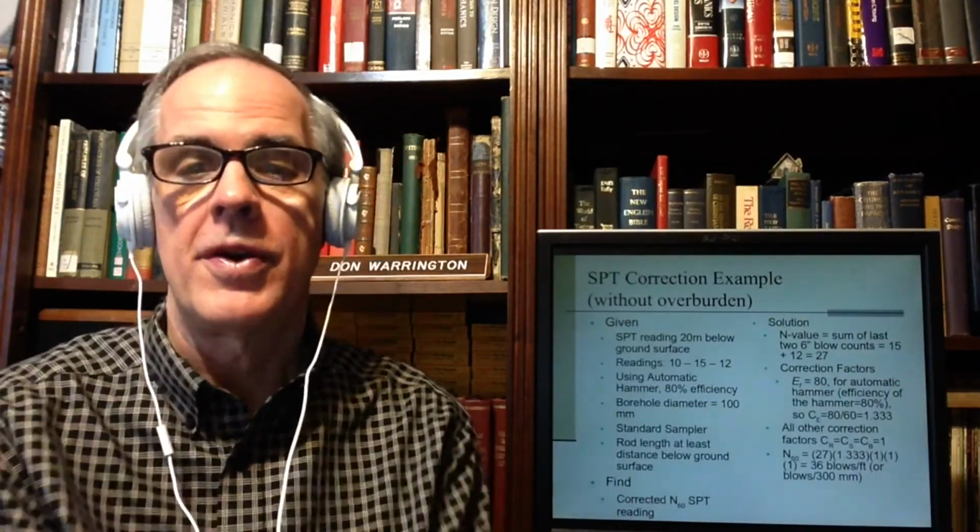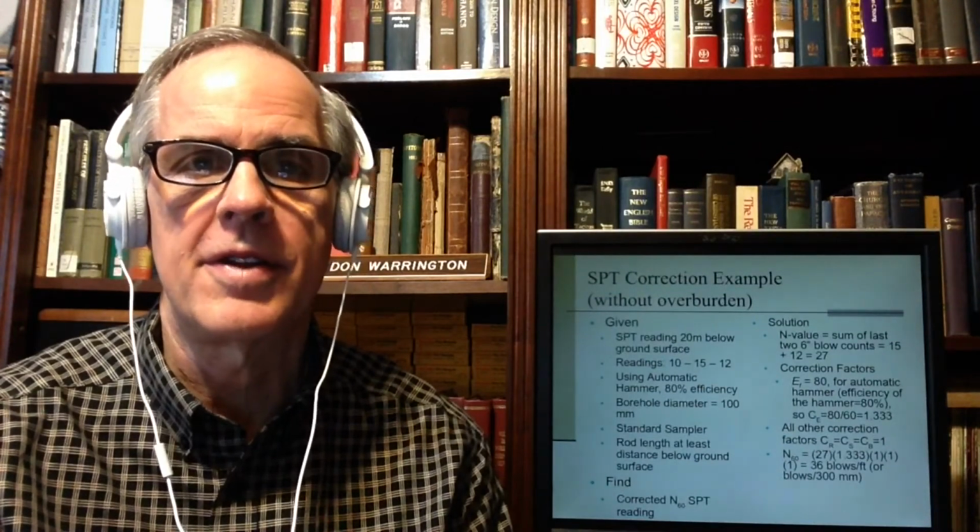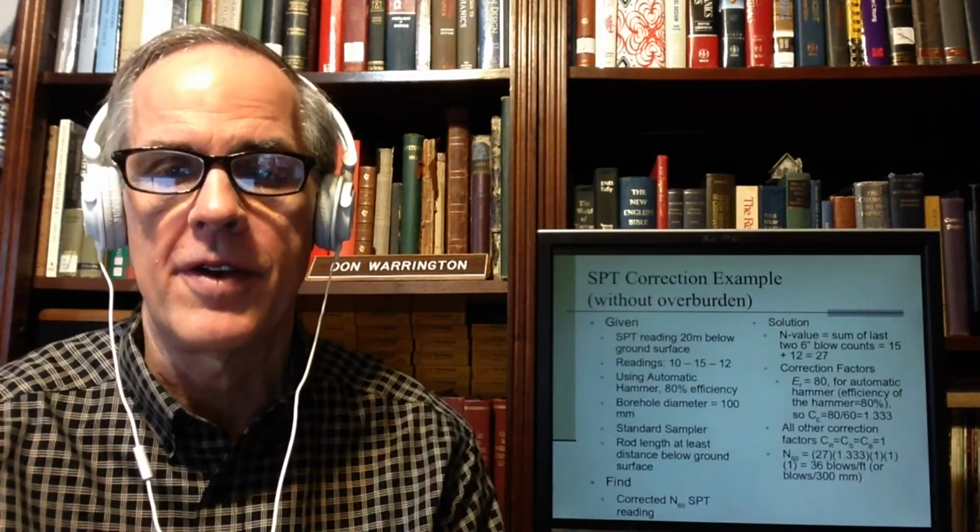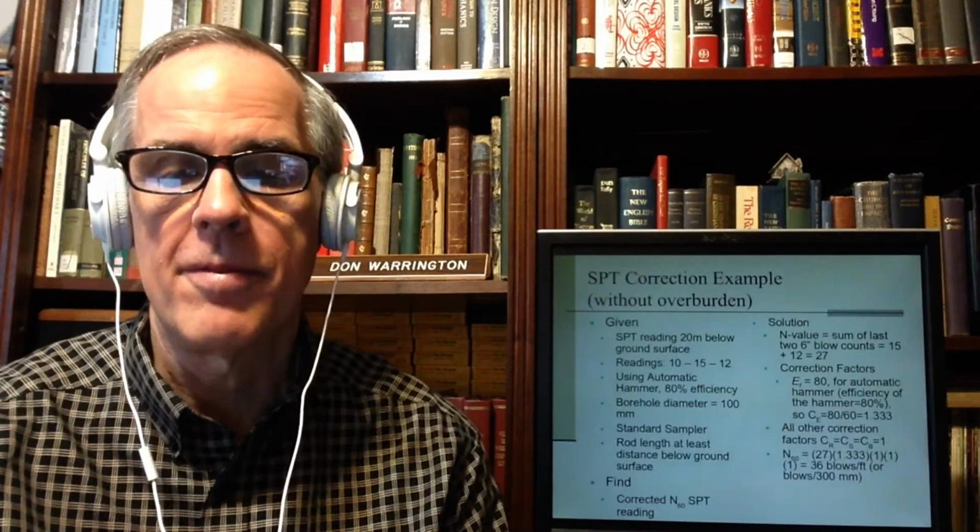An SPT reading is taken 20 meters below the ground surface. The readings are 10 for the first 6 inches, 15 for the second 6 inches, and 12 for the third. We're going to use an automatic hammer, and by some process, either by measurement, we believe that's 80% efficient. The borehole diameter is 100 millimeters, with a standard sampler.